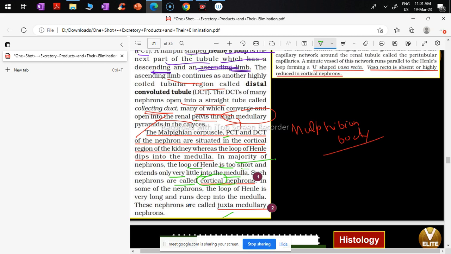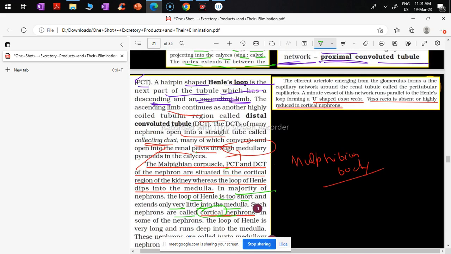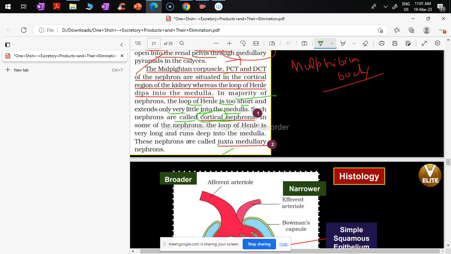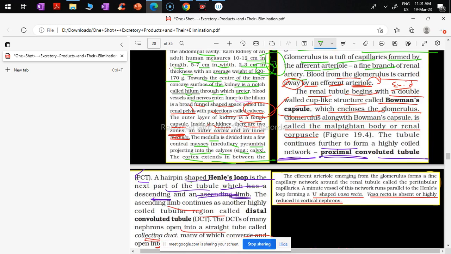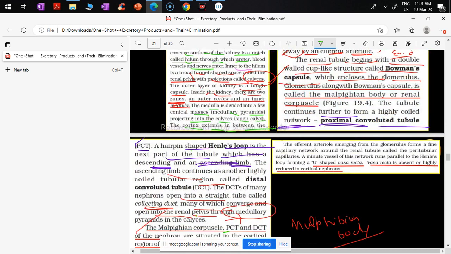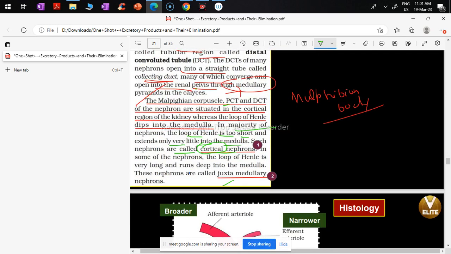Whereas in some nephrons, the loop of Henle is very long, and if it is very long, then it will run deep into the medulla. And if it runs deep into the medulla, then these nephrons are called juxtamedullary nephrons. These are juxtamedullary nephrons. Okay. Clear up to this?